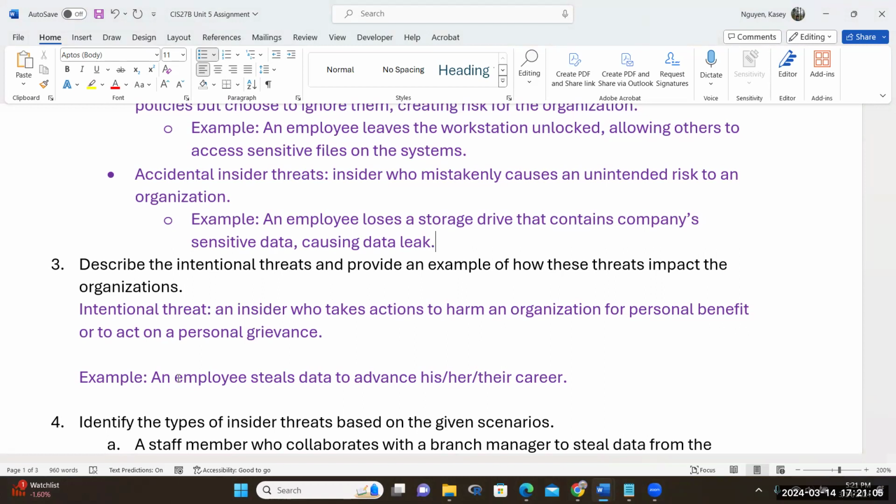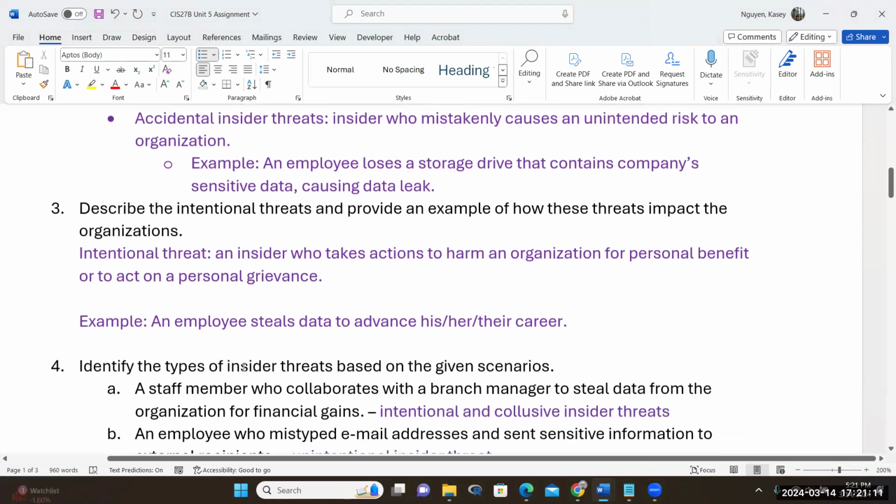Any question regarding intentional insider threats? No? Okay.